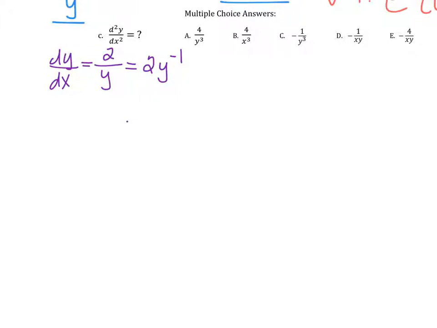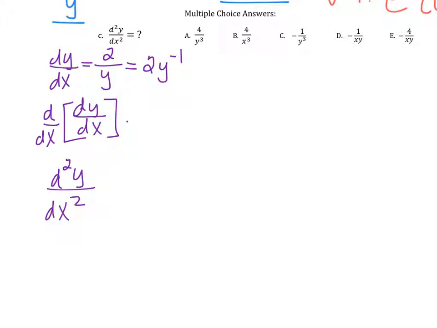Now remember, the second derivative is the derivative of the derivative. So here's where this notation comes from. I'm taking the derivative of dy/dx with respect to x. And that's why the notation for the second derivative is d squared y over dx squared. That's what I'm looking for. So what I have to do on the right is take the derivative with respect to x of this thing right here. In other words, I have to do implicit differentiation on this.